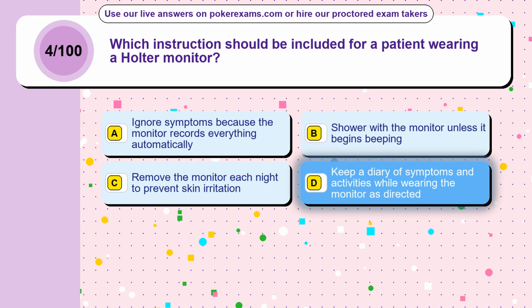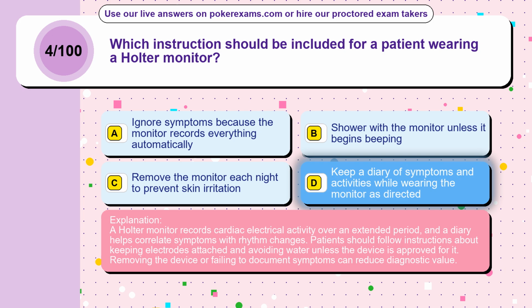Keep a diary of symptoms and activities while wearing the monitor as directed. A Holter monitor records cardiac electrical activity over an extended period, and a diary helps correlate symptoms with rhythm changes. Patients should follow instructions about keeping electrodes attached and avoiding water unless the device is approved for it. Removing the device or failing to document symptoms can reduce diagnostic value.